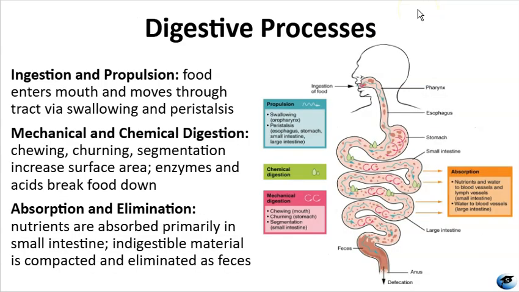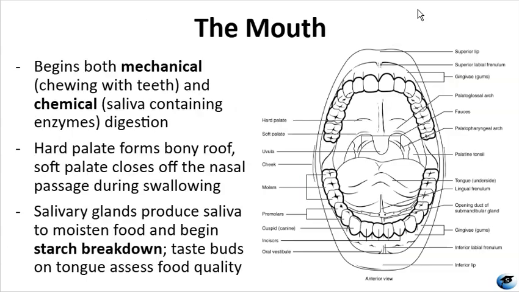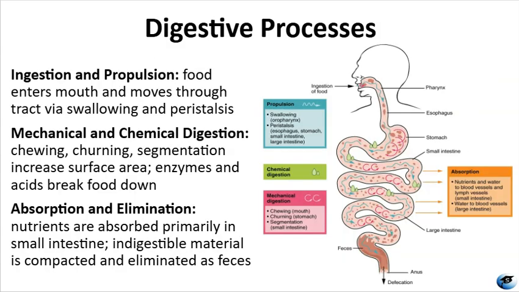Now let's look at the digestive processes in a bit more detail. First, we have ingestion and propulsion. Ingestion simply means taking in food through the mouth. From there, food moves through the digestive tract by two main actions: swallowing, which is voluntary, and peristalsis, which is a series of involuntary muscle contractions that push food along the digestive tract.